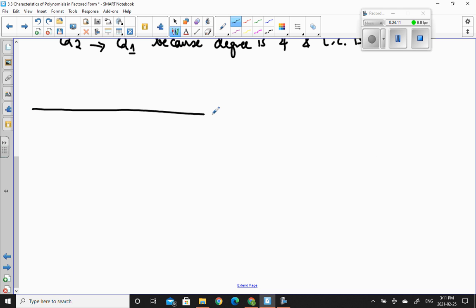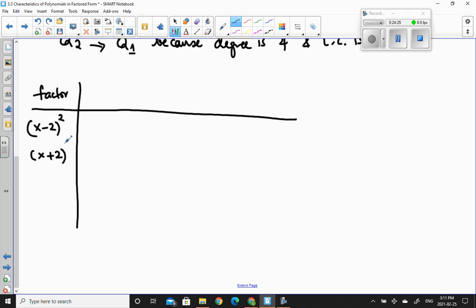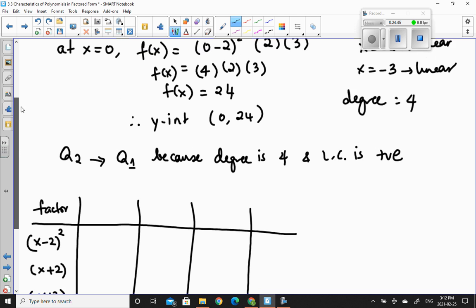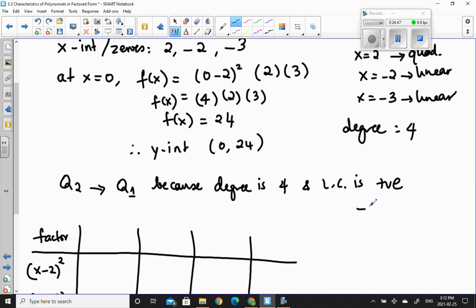Okay, so what we're going to do here is make a table and write down all the factors that we have. So we have x minus 2, which is to the order 2. We have x plus 2 to the order 1. And we have x plus 3 to the order 1. And we'll try to find what happens to the function in different intervals, and see, it gives us more information on how to sketch the graph of this function. So the zeros are, going from left to right, -3, -2, and +2.